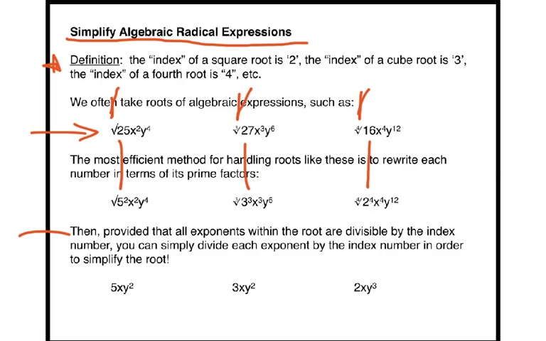So notice, in this example, it's a square root, so the index is 2, so I divide each exponent by 2, and it simplifies to 5 to the first, x to the first, y to the second. Here, the index number is a 3, and each exponent is divisible by 3, so it simplifies to 3 to the first, x to the first, y to the second. Here, the index number is a 4, and every exponent is divisible by 4, so it simplifies to 2 to the first, x to the first, y to the third. This is simplifying an algebraic radical expression.